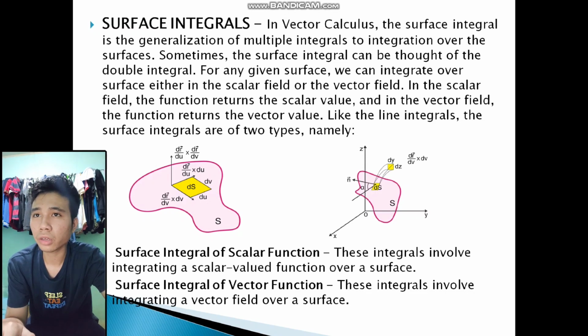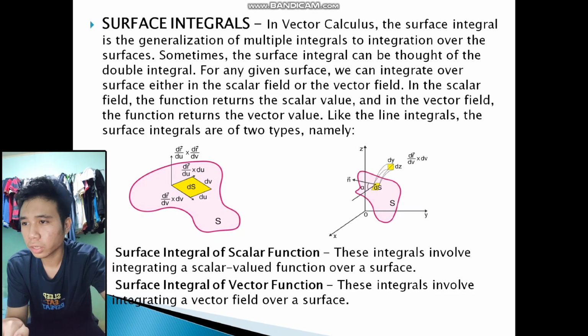Surface integrals. In vector calculus, the surface integral is the generalization of multiple integrals to integration over the surface. Sometimes a surface integral can be thought of as a double integral. For any given surface, we can integrate over the surface either in the scalar field or the vector field. In the scalar field, the function returns the scalar value, and in the vector field, the function returns the vector value.